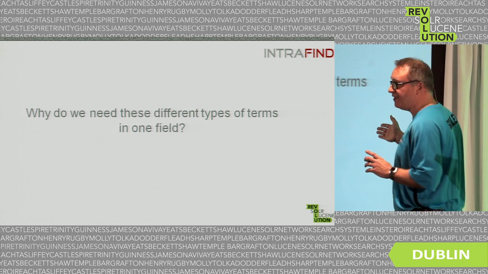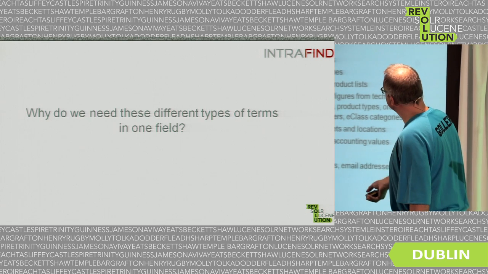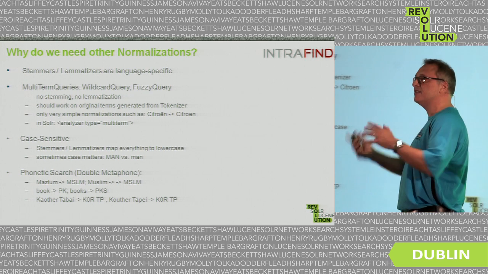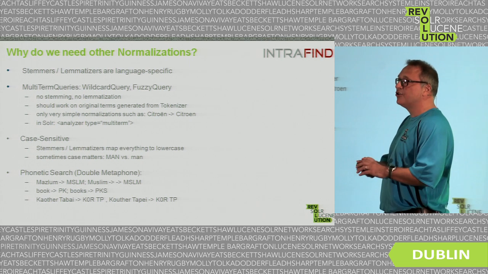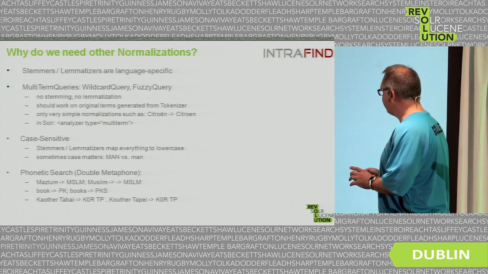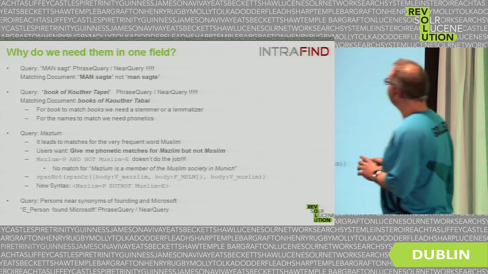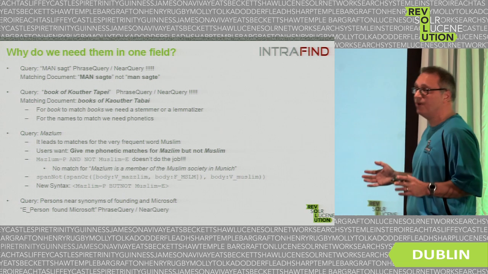So the question is, why do we need these different types of terms in one field? Because the standard approach, if you do it with Solr or Lucene, with these forms, if you want to add phonetic search, is to make a copy field, add another field for which you use the phonetic analyzer. So normally you just add another field and use a different analyzer for this other normal form. So why could it be useful to have these different types of terms still in one field? I think the important thing is to preserve the positions we talked about.